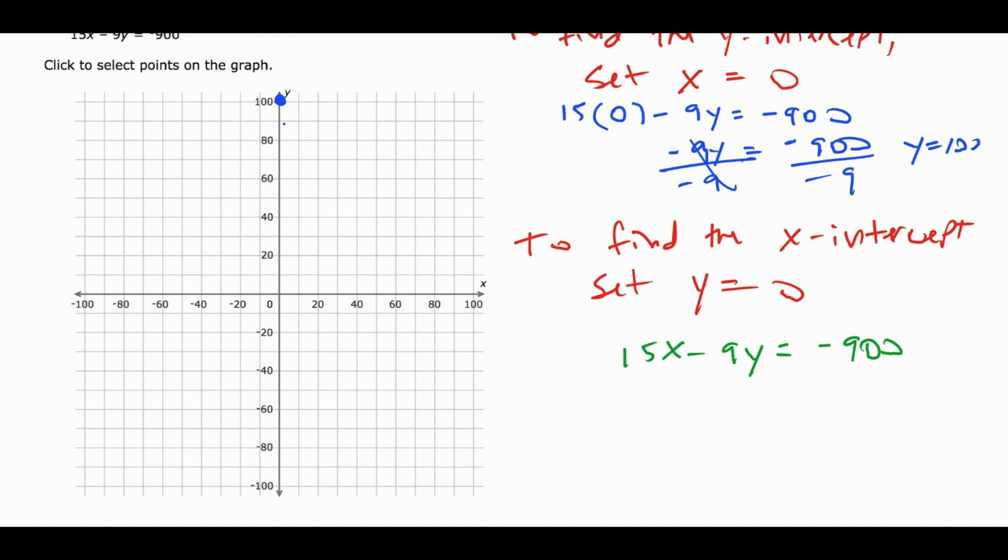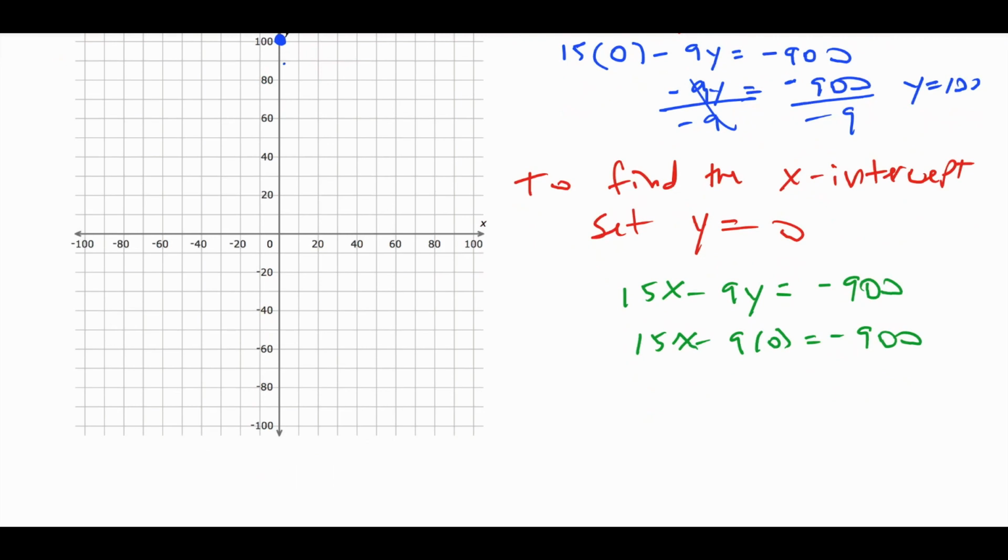So this one over here, I'm going to set y equal to 0, right? So 15 times x minus 9 times 0 equals negative 900. Now what do I do? 15x equals negative 900. Divide by 15. So negative 900 divided by 15 is negative 60.